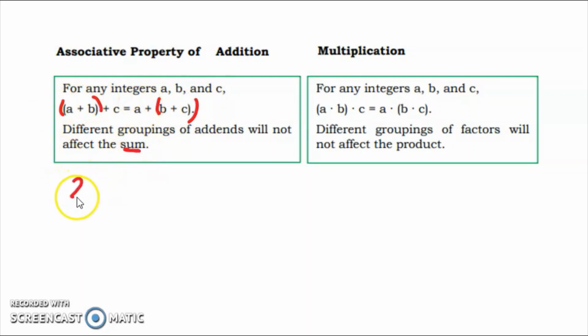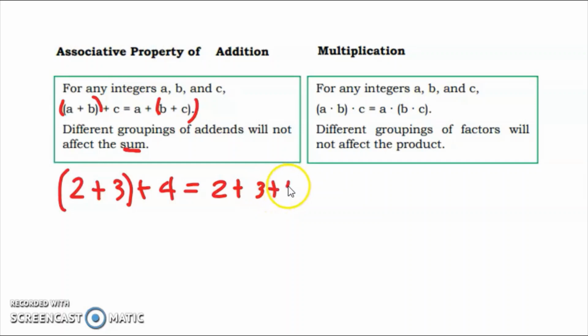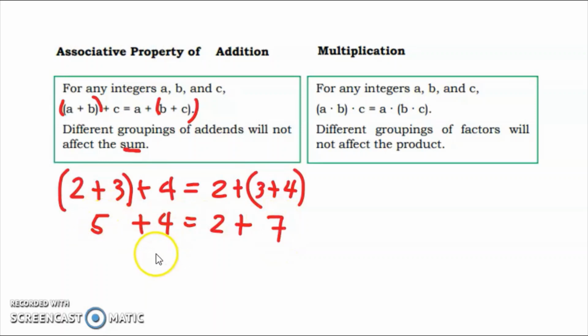For example, if we have here 2 plus 3 plus 4. Okay? Sa una, ang magka-group natin, si 2 plus 3. Equals ba yan kapag meron tayong 2 plus 3 plus 4, pero ang magka-group naman natin ay si 3 plus 4. So, let's check. 2 plus 3, 5 plus 4. Equals ba yan kay 2 plus 3 plus 4? Okay, 7. So, 5 plus 4 is 9. Equals ba yan kay 2 plus 7? So, 9 din siya. Pareho lang siya.